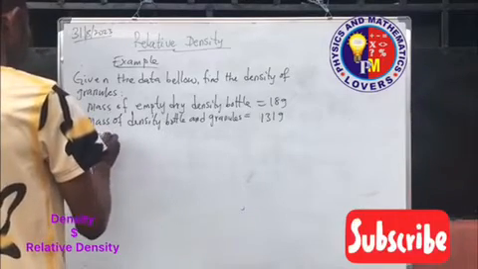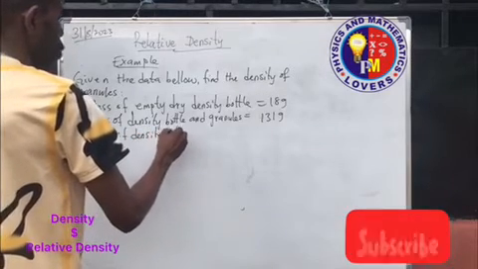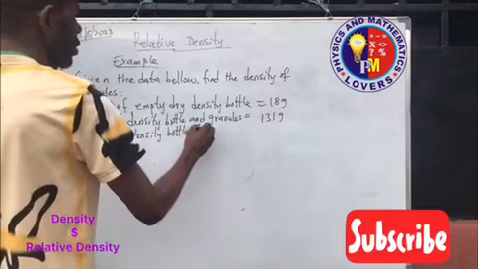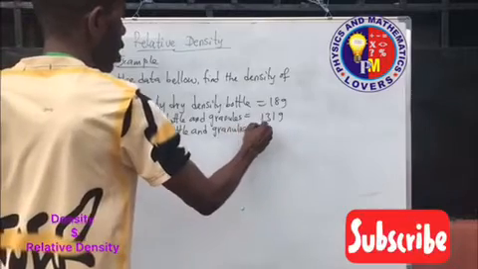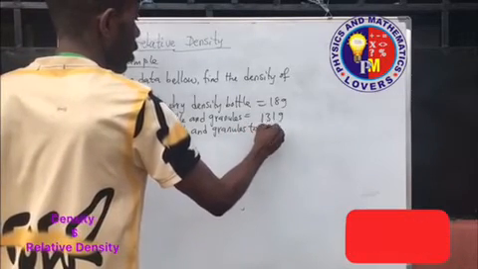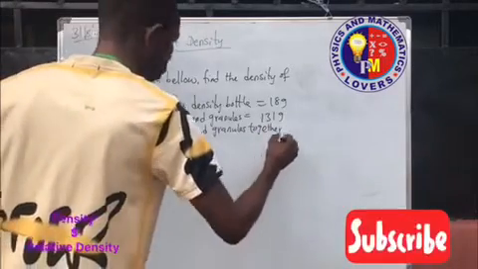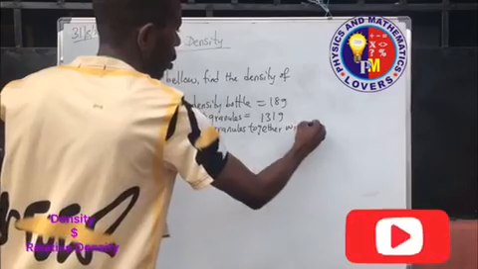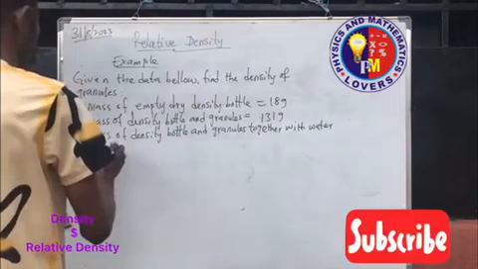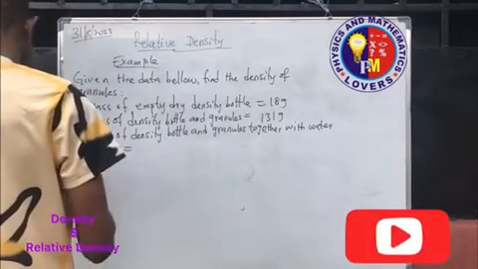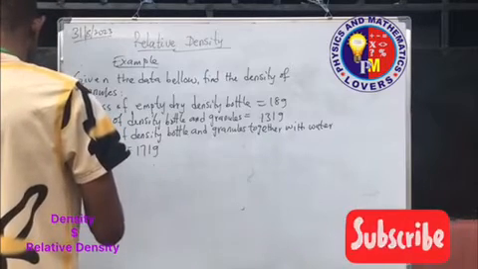Here we also have the mass of density bottle and granules together with water on top, which is equal to 171 grams. So that is the mass of the density bottle now filled with water again.